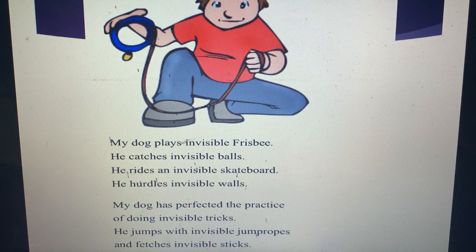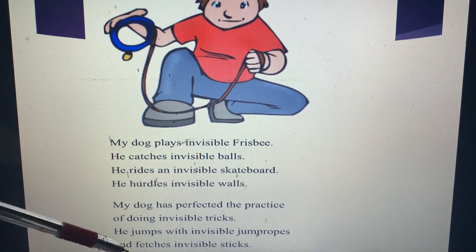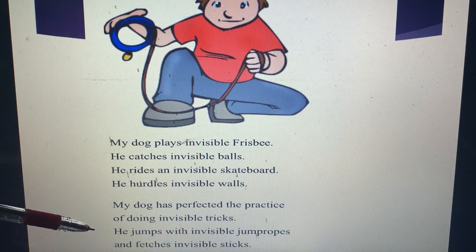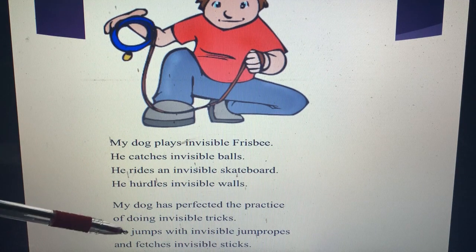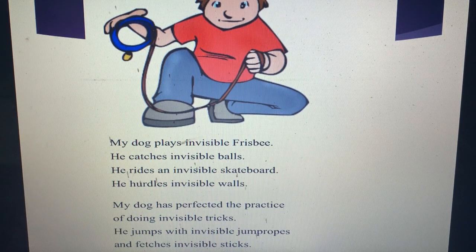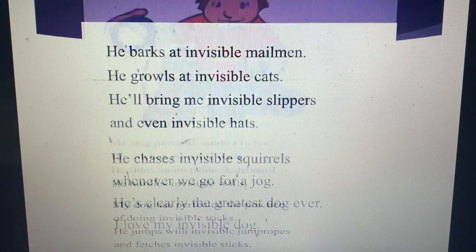My dog has perfected the practice of doing invisible tricks. Means the dog has the practice. Usko practice hai different kinds ki tricks perform karne ki. He jumps with the invisible jump ropes. Fine. And fetches invisible sticks. Agar koi jump kar raha hai rope leke, रोप की हेल्प से कोई जंप कर रहा है, तो वो क्या करता है, डॉग जल्दी से जाता है और कोई भी अगर वहाँ पे कोई स्टिक फेंकता है, कोई लकड़ी फेंकता है, उसको अपने माउथ से पकड़ के ले आता है.